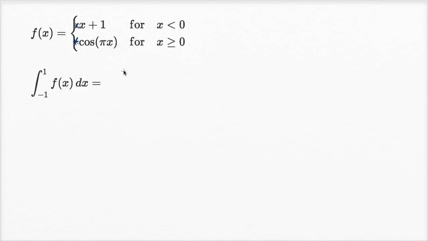integral. This is going to be equal to the definite integral from -1 to 0 of f of x dx plus the integral from 0 to 1 of f of x dx. Now, why was it useful for me to split it up this way? In particular, to split the interval from -1 to 1 into two intervals, from -1 to 0 and 0 to 1. Well, I did that because x equals 0 is where f of x switches from being x plus 1 to cosine pi x.